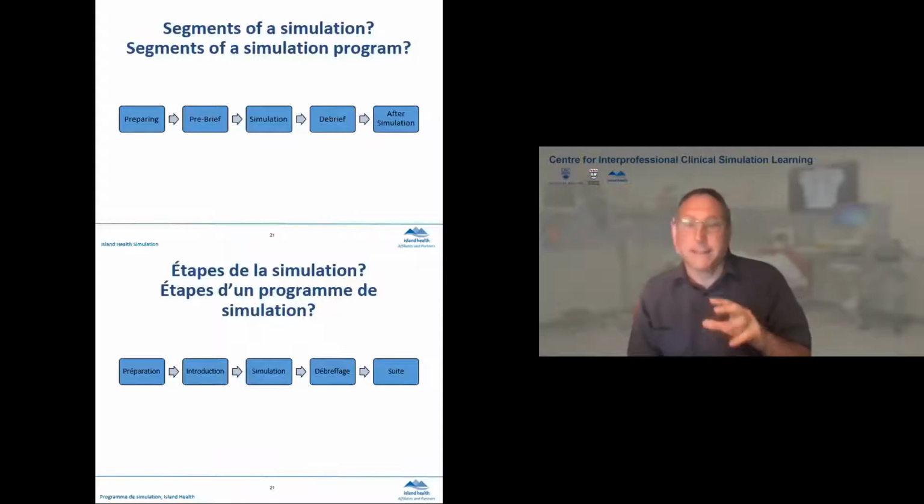Next is the simulation part. This is the part where we actually practice the practice. As Tim mentioned, there are lots of modalities involved in simulation these days. It's come a long way from some kind of mannequin that does a bunch of things, to something multimodal. And certainly this project is multimodal.